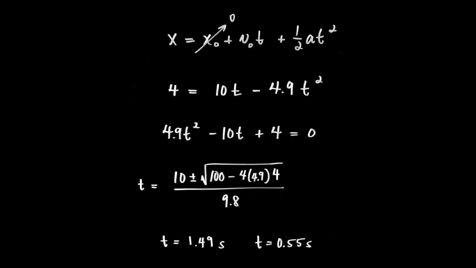Once I realize that the initial position is equal to 0, I also notice that I know everything in this equation except t. T is the only unknown, which algebraically means I can solve for t. Let me drop in the rest of the numbers. The final position is 4 meters, equal to the initial velocity, which is 10, multiplied by t. Now, it's plus 1/2 at squared, but a is negative 9.8 meters per second squared.